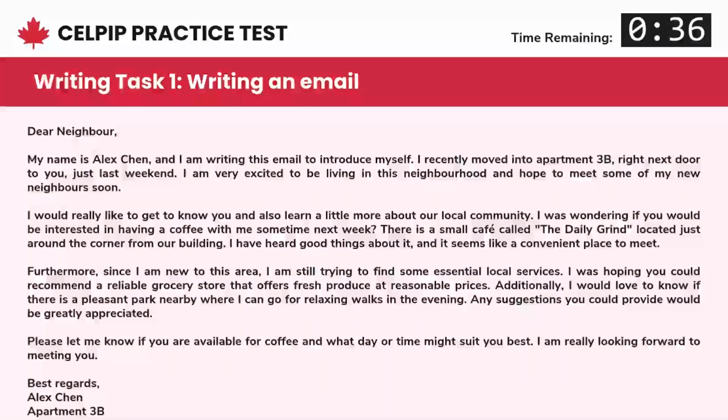The organization of the email is also very good. It begins with a polite and suitable greeting, "Dear neighbor." The information is presented in clear paragraphs. The opening paragraph sets the context by introducing the sender. The second paragraph focuses on the coffee invitation, providing details like a suggested place. The third paragraph clearly outlines the requests for local information. The overall tone is friendly and respectful, which is perfect for approaching a new neighbor you haven't met yet.